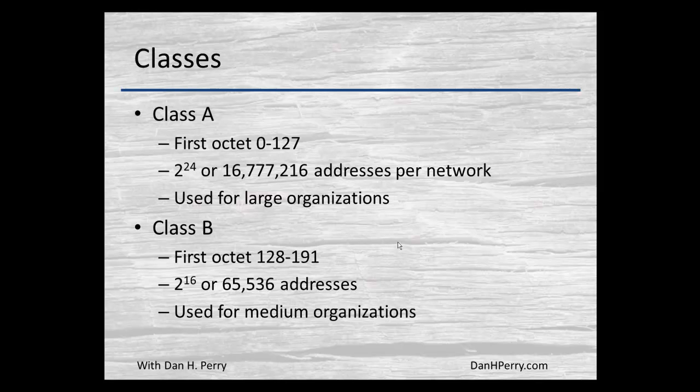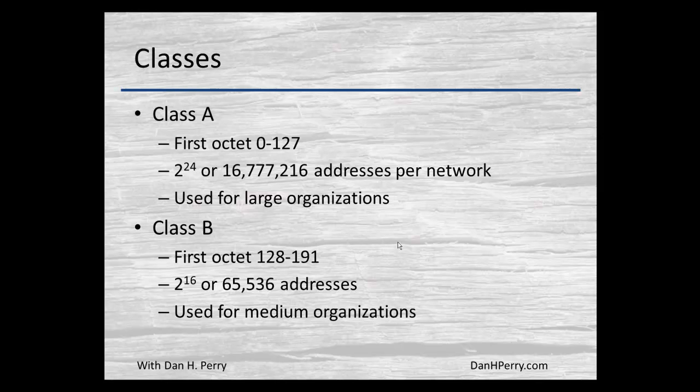Class A addresses have a decimal value in that first octet of 0 to 127. The Class A addresses essentially use the first octet for the network and the other 3 octets for addresses or machines on the network. Now, I said 0 to 127. 0 and 127 aren't usable values in those octets for reasons we'll get into later. So we really have 1 to 126.